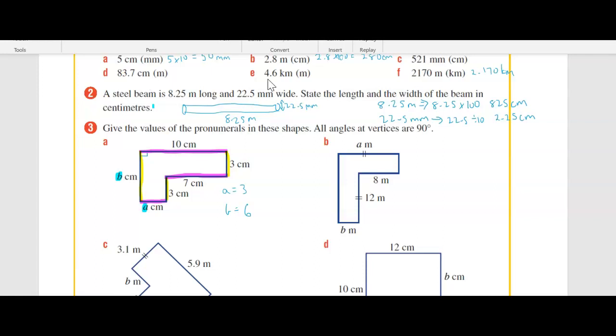All right, let's have a look at question B. These 2 dots here mean that this length here is the same as this length here. So A is equal to 12, and that is also equal to this side here plus this side here, so 8 plus B. So 8 plus B is equal to A, but we know A is 12, so that means B is equal to 4, and we don't have to do the 2 other sides.